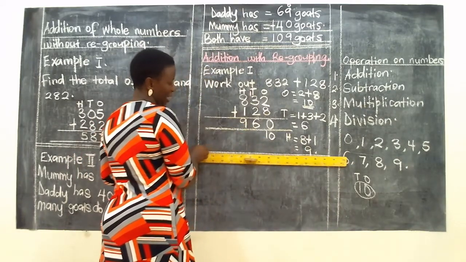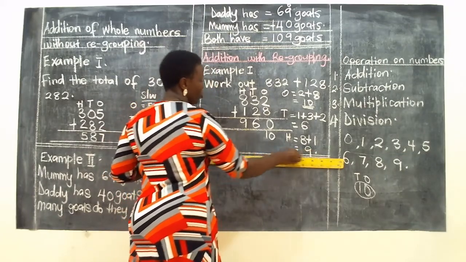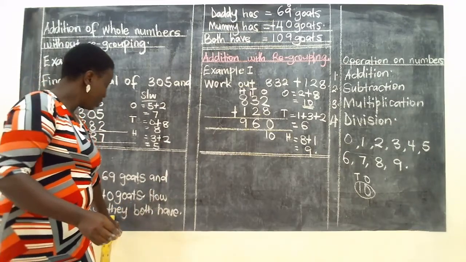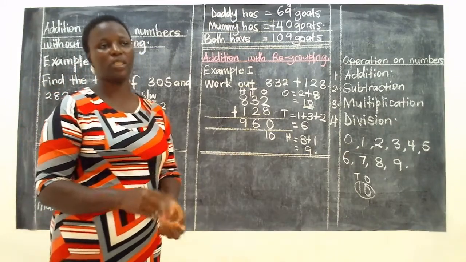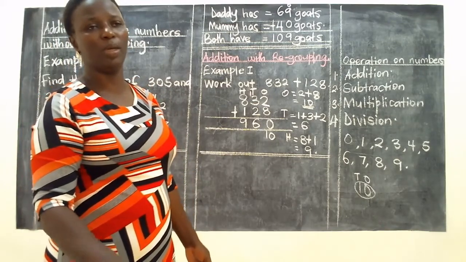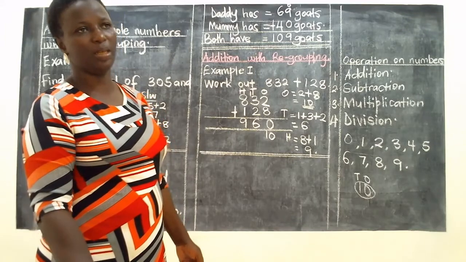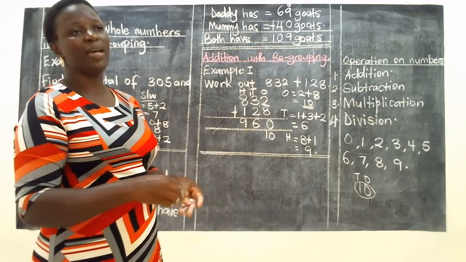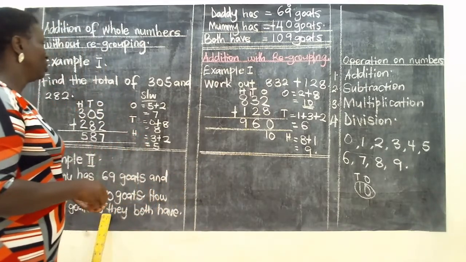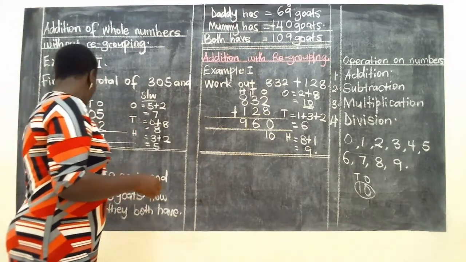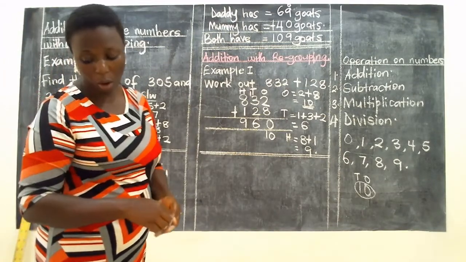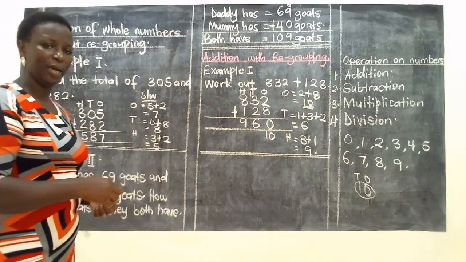That is our second example. And that is how we regroup. The moment you get a sum which is a 2-digit number, of course it cannot be more than a 3-digit number, it will be a 1-digit number or 2-digit number. So you regroup and write according to the place values. So the last example is going to be a word-related example on addition of whole numbers with regrouping.